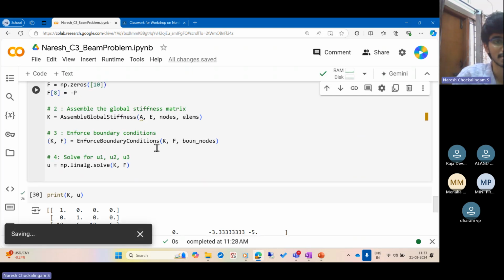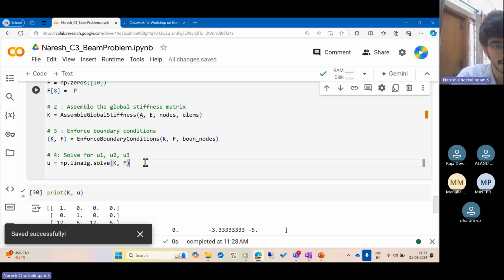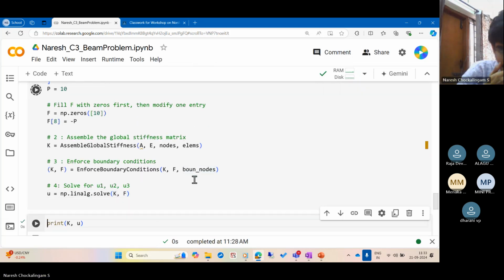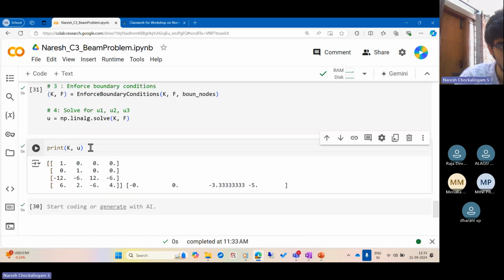Now nothing else will change. We have already coded the difficult part, so we have encoded everything else. So we just change this and run. You don't even have to run the previous part. So we run this. Now let me print. No need to print K, K will be very big. I'll print just u.